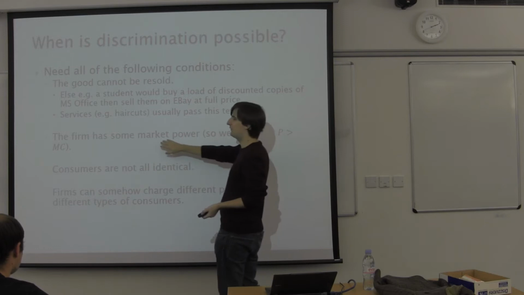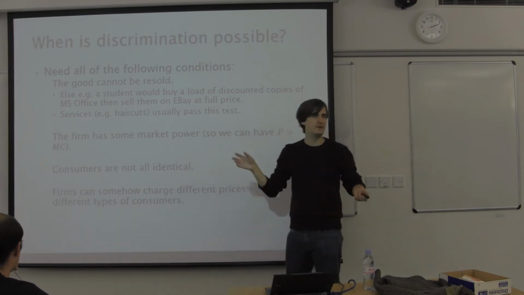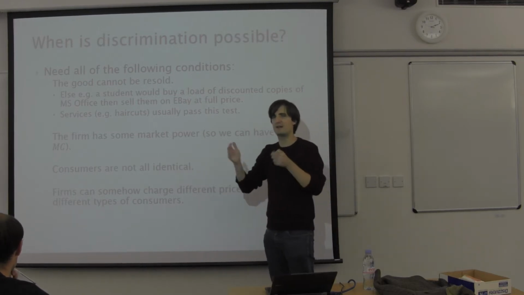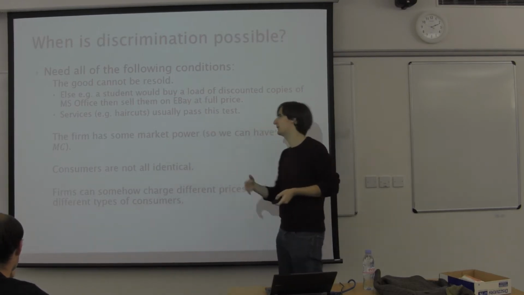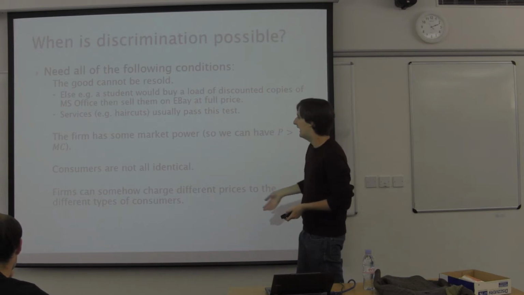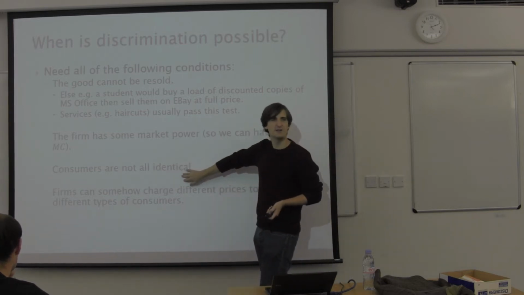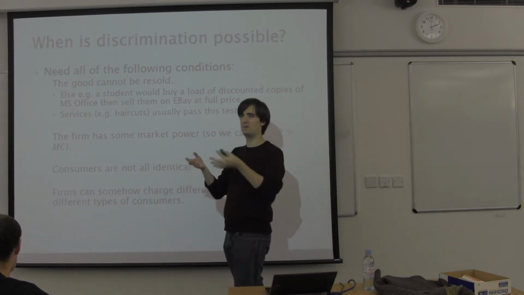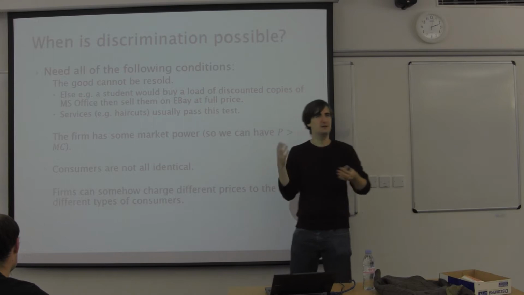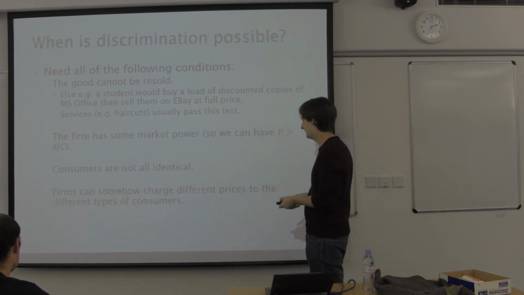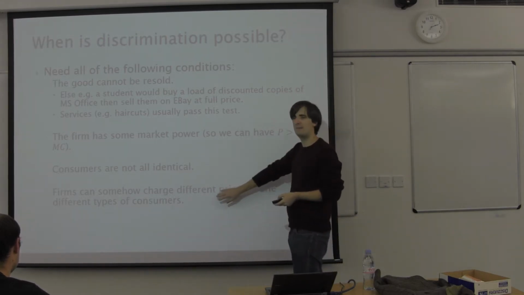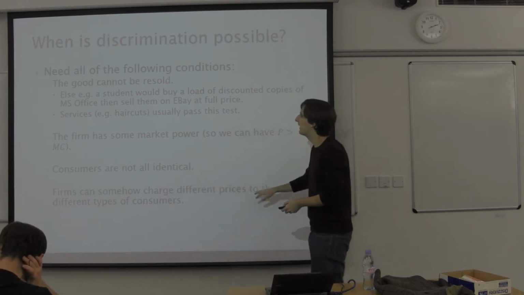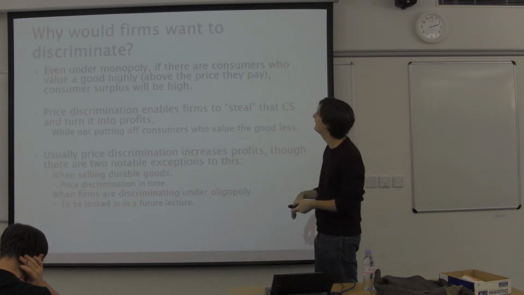We also need the firm to have some market power. If there's perfect competition, price is equal to marginal cost, then firms can't even get started in doing price discrimination. There has to be some heterogeneity in consumers. There have to be some types of consumers who have different demand curves to other types of consumers. Otherwise, there'd be no point doing price discrimination in the first place. And somehow firms have to be able to charge different prices for these different types of consumers. And we're going to talk about different ways we can do that.